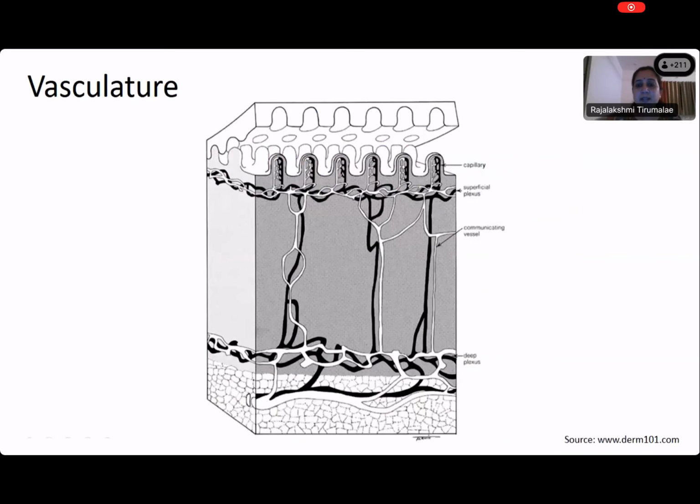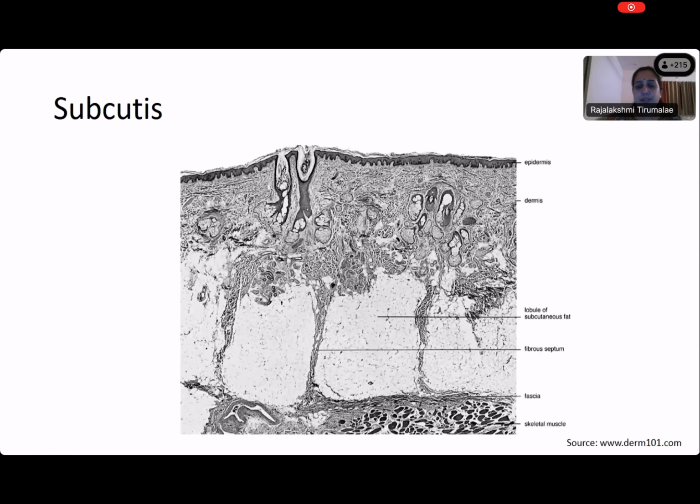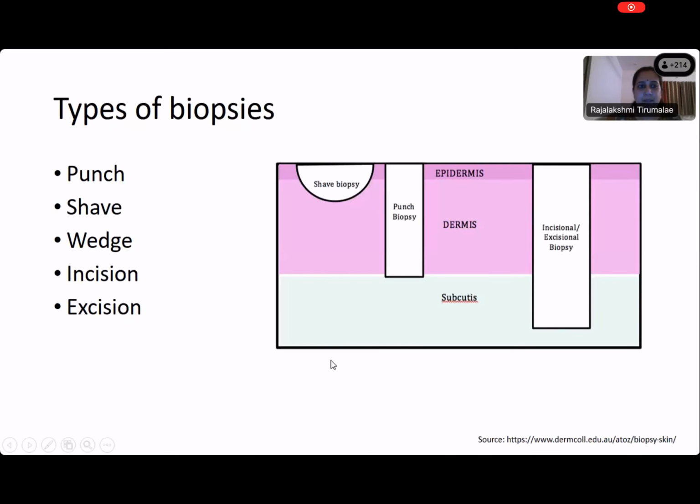The vasculature is perhaps the most important structure in inflammatory diseases. You have the superficial vascular plexus, located in the papillary dermis, and the deep vascular plexus, which is at the junction of the dermis and subcutis. This has a lot of significance when you are trying to take a biopsy for diseases which affect the blood vessels. And in the subcutis, of course, you have the lobules and the septum. Now, commonly, these are the types of biopsies that we receive. Most commonly for inflammatory diseases, we receive punch biopsies.